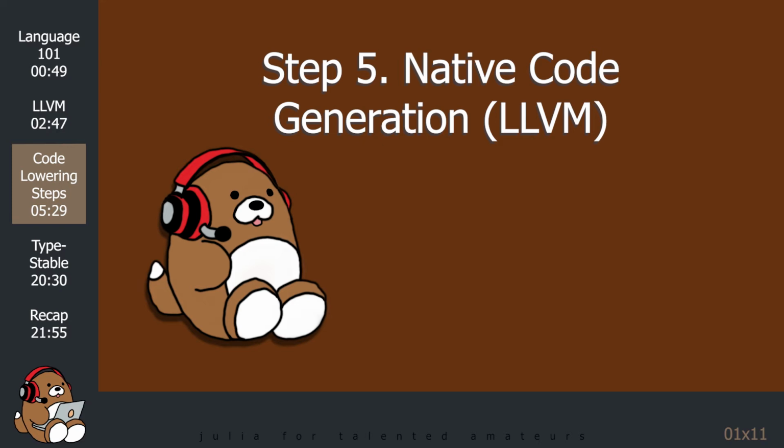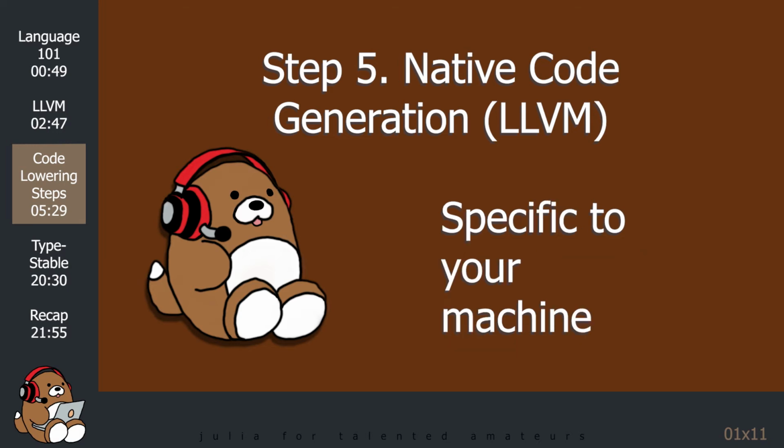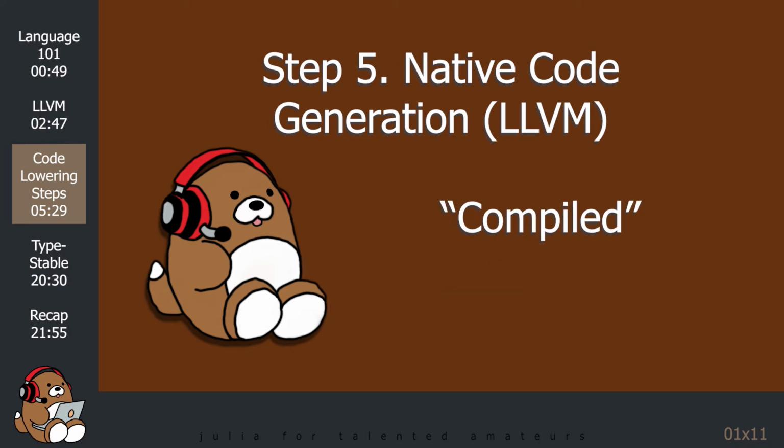LLVM then converts the LLVM code into native machine code, which allows your computer to understand and execute your original source code. The native machine code is specific to your computer's architecture and operating system. Once the native machine code has been generated, your original source code is set to be compiled. Once compiled, Julia stores the native machine code in your computer's memory and returns the appropriate response to the REPL.